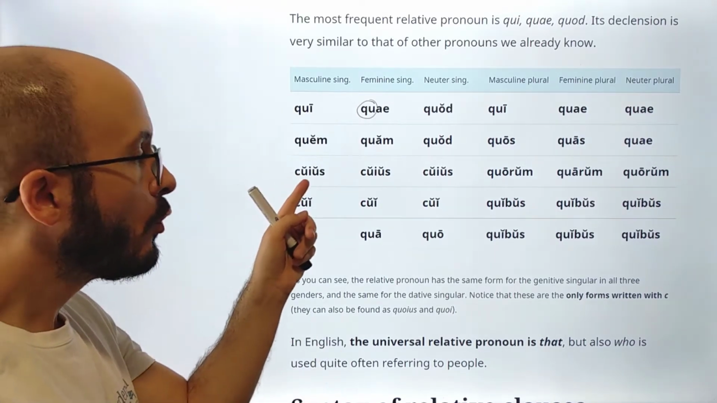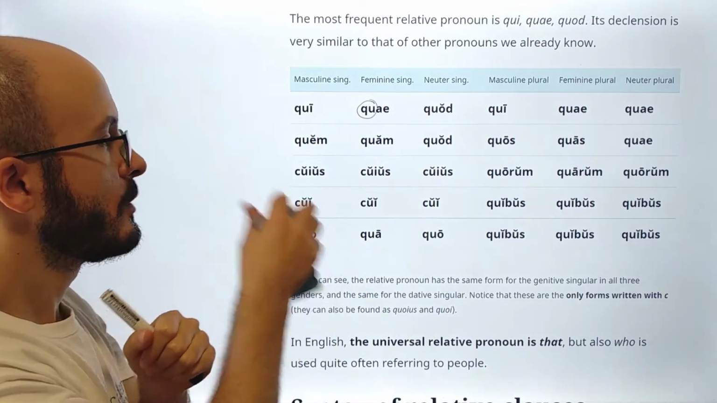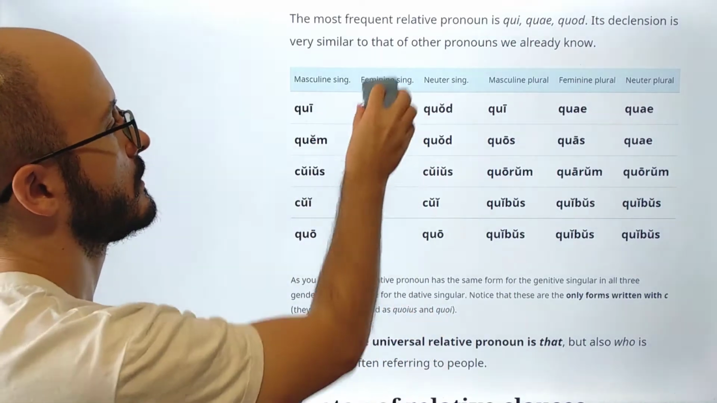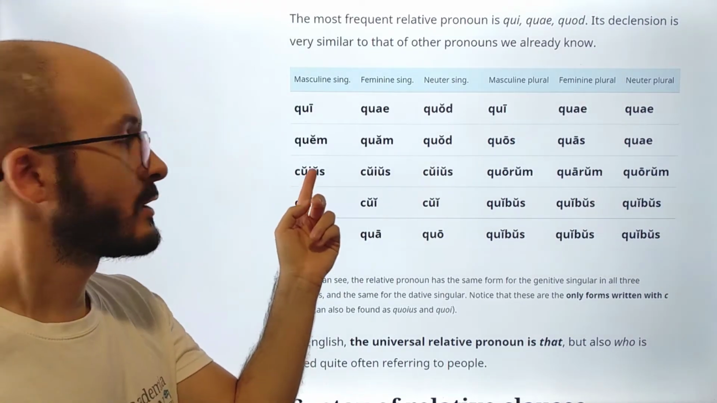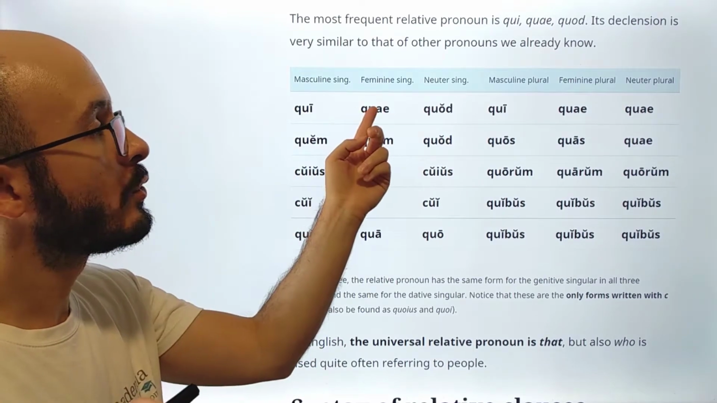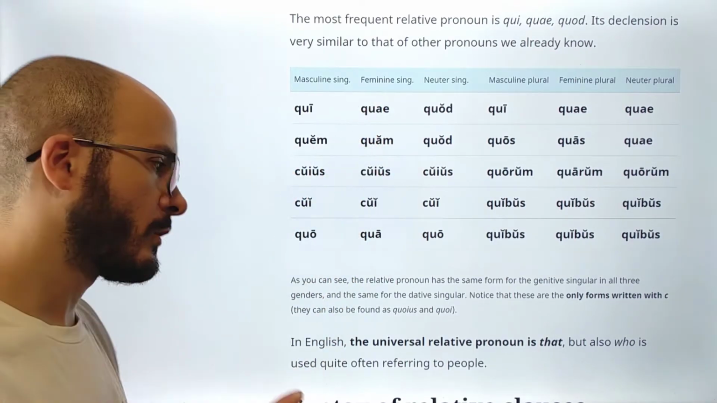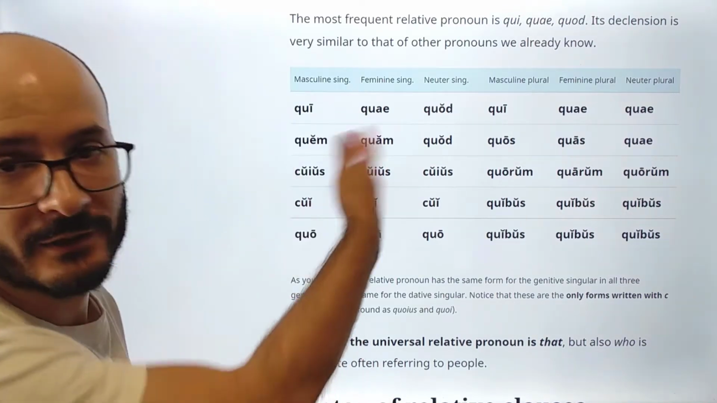So it's cu-ius. Here is just qui, one syllable. Here is cu-ius. So that's why it is written with C, because the U is an actual vowel. Here the U is part of the consonant. Okay. So you just have to learn the table.